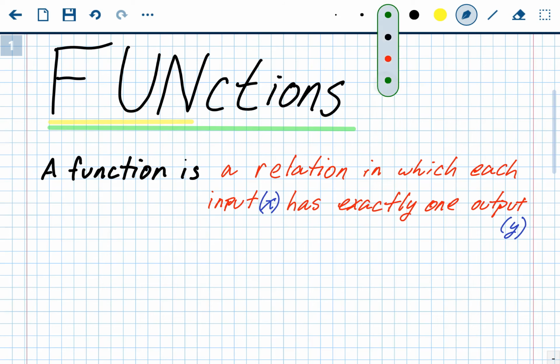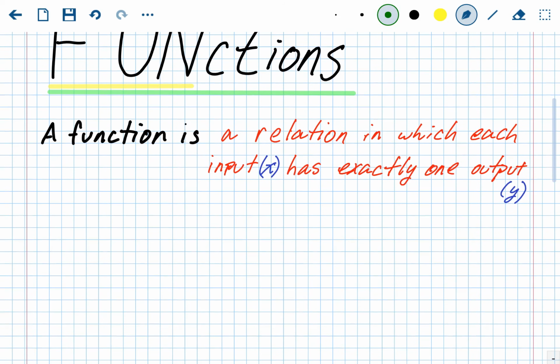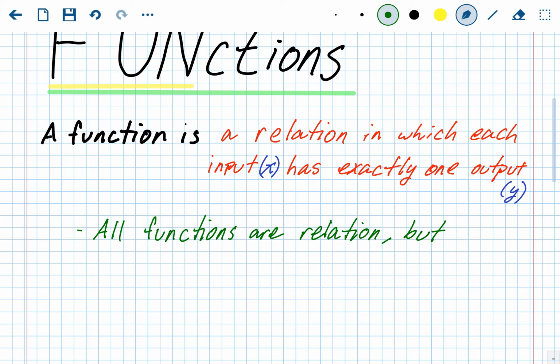Okay. One thing to note is that a function is a relation. We said that. All functions are relations. So every function is a relation. Okay. However, not all relations are functions.